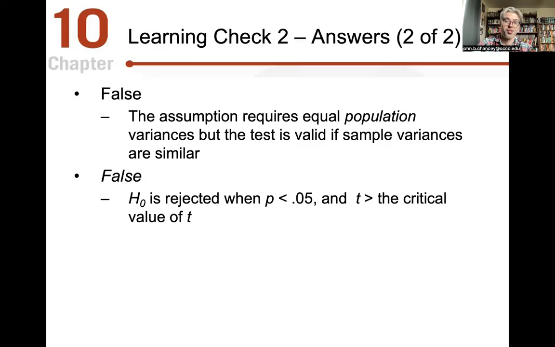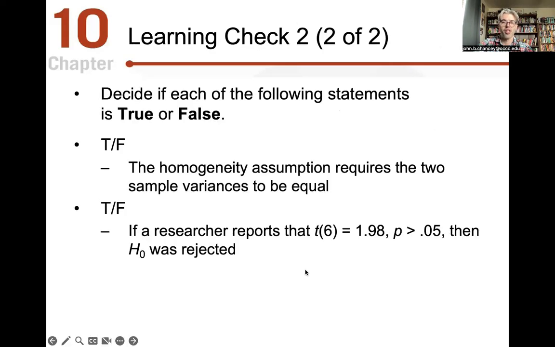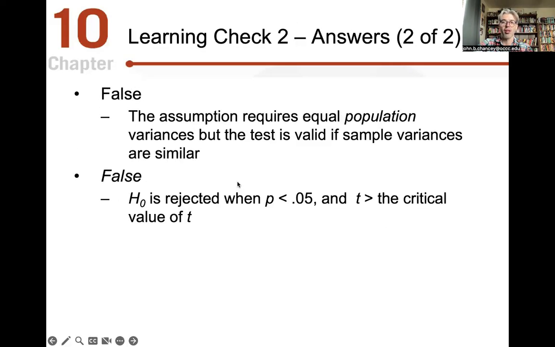Okay, both are false in this case. The first one is false. The assumption requires equal population variances, but the test is valid if sample variances are similar. And for the next one, our null hypothesis is rejected when p is less than 0.05 and t is greater than the critical value of t.